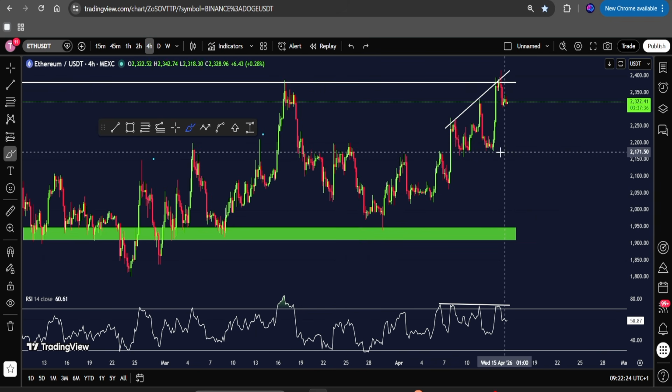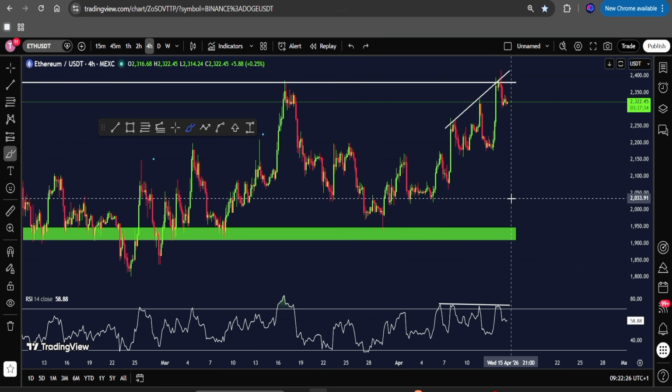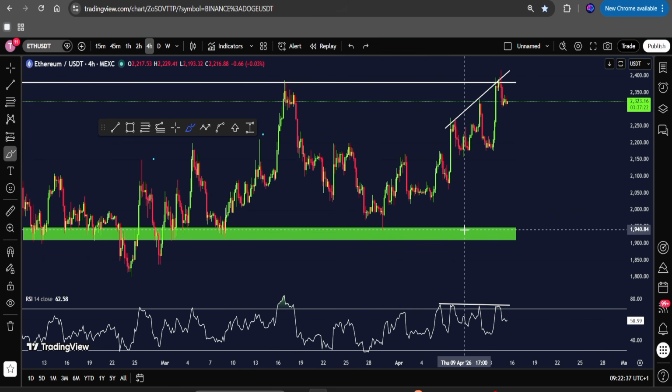And also if we fail to hold above this level, then we might be looking at a level of support sitting at the $2,033 level on the 4 hours price chart, and also here the $1,900 level. So this is what we have on the 4 hours price chart of ETH.